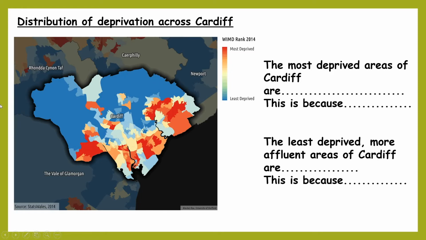You can get access to more jobs in higher sectors of employment like tertiary and quaternary, and if you're a business, you can also trade more easily along that M4 corridor. So the least deprived, more affluent, that means rich areas of Cardiff, are the north and the west. This is because they're closer to the M4 corridor, which means easier trade if you're a business equals more profit, and easier access to high-level jobs in large cities such as Bristol and Swansea. And of course, they're going to pay higher salaries.